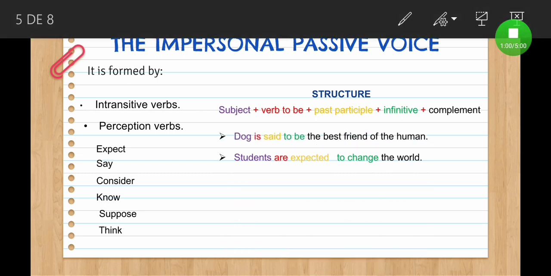Here we have another example. Dog is said to be the best friend of the human.